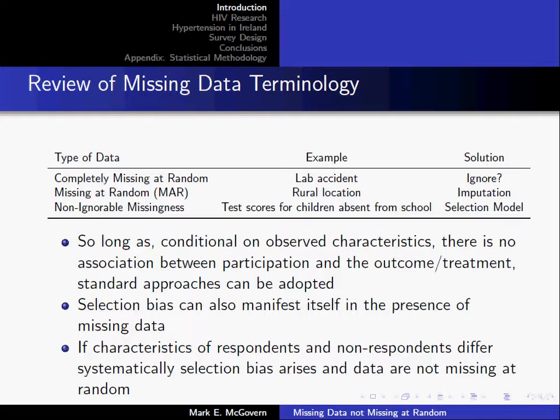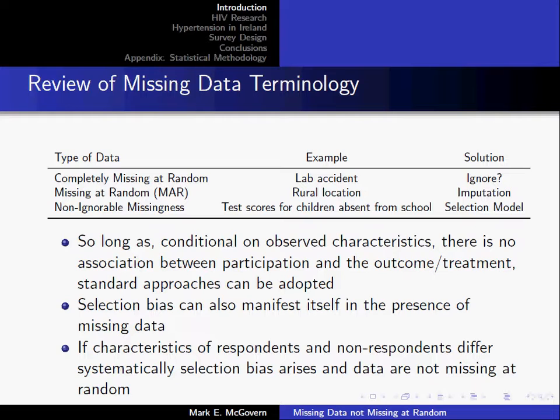Second case, missing at random, sometimes called conditionally missing at random, or missing at random conditional on X, is when once you account for the observed characteristics of the people in your sample, you can get back to the completely missing at random case. So for example, you might be doing a survey, you try to contact people in different locations, and you find it's harder to get the people in rural locations to participate in your survey.